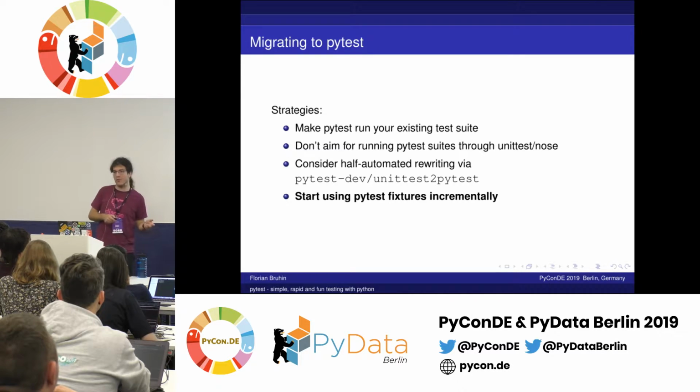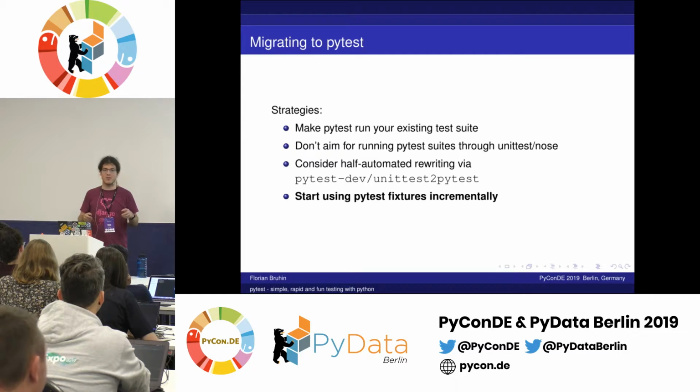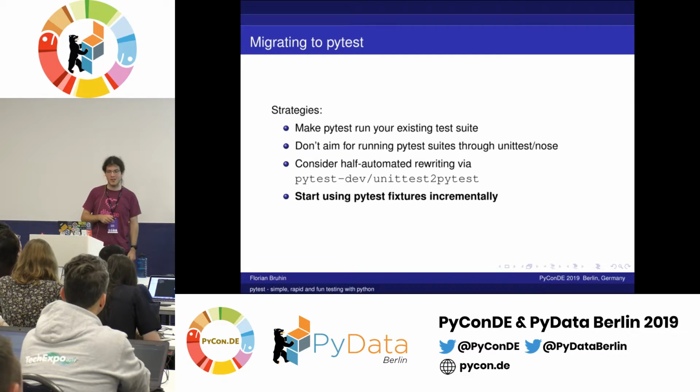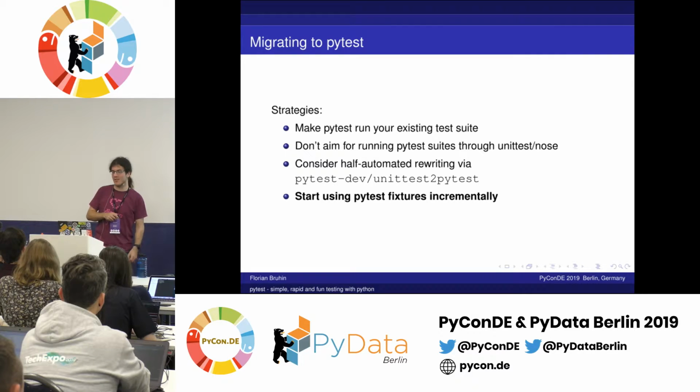So you don't need to rewrite how your tests look. You can start using it incrementally, start using fixtures incrementally. There is, however, a project called unittest to pytest. Actually, there are 2 projects called like that. One is from Dropbox and not that good, and one is from the PyTest organization and better. What that does is a half-automated rewriting of all those assertions. You will still need to fix things up by hand, but it makes the process a little bit less boring.